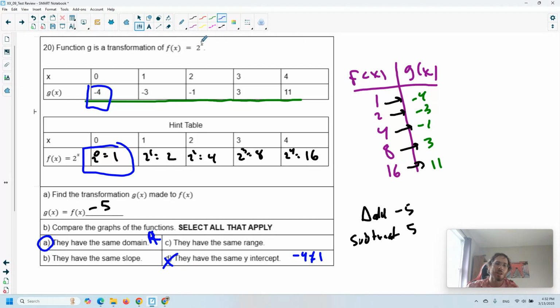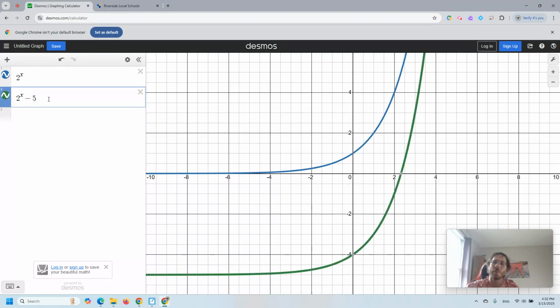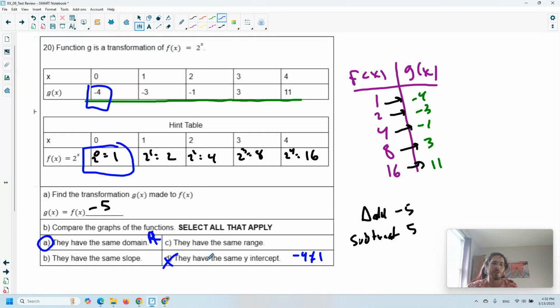So I got 2 to the x, and then 2 to the x, big minus 5. So I'm going to go ahead and get rid of that, because I want x, and I need the -5 to be down here. All right, so the green one's way down here, and the blue one's here, so the y's are definitely different. I guess I probably got rid of that one also. Yeah, they don't have the same range. That makes sense. We can just knock that out. We should have seen that because this is negative and this is never negative, so that's out.